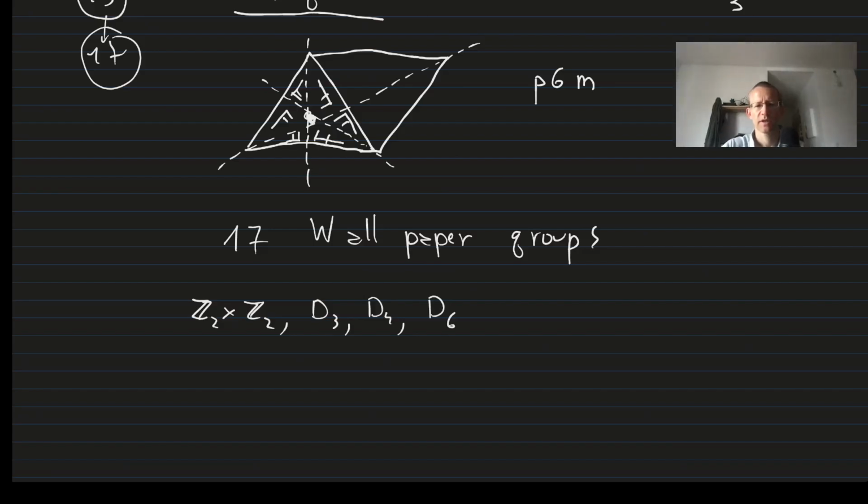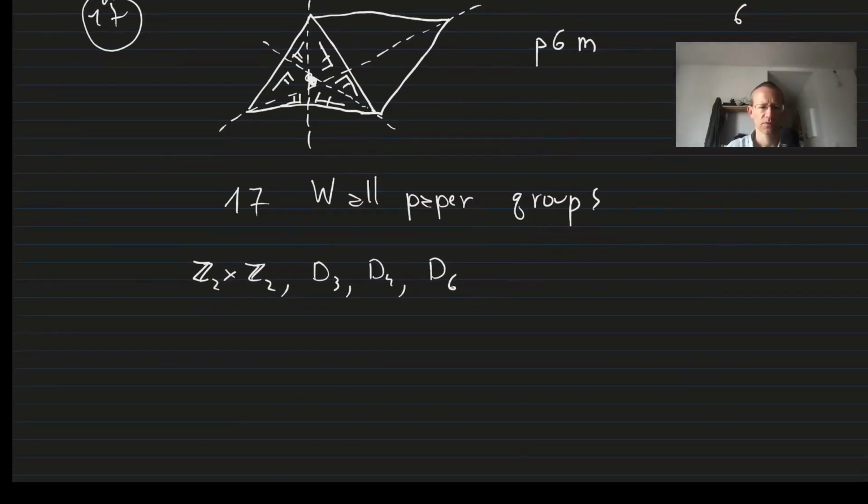Now, if you want to make your own wallpaper, what would you do? Well, you would first identify a fundamental domain. This will have a particular shape. Like in the example we just saw, a fundamental domain would be one of these triangles here. This would be one fundamental domain.